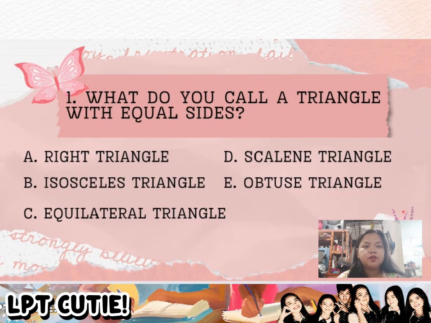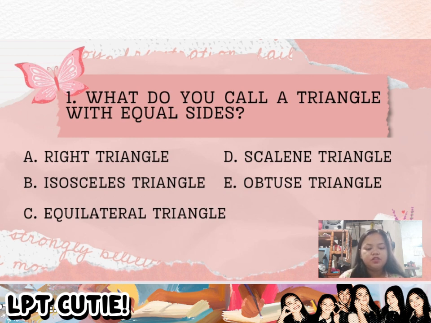Okay, so number one question. What do you call a triangle with equal size? Is it letter A, right triangle? Or letter B, isosceles triangle? Or letter C, equilateral triangle? Or letter D, is it scalene triangle? Or letter E, obtuse triangle? So what do you think is the correct answer?